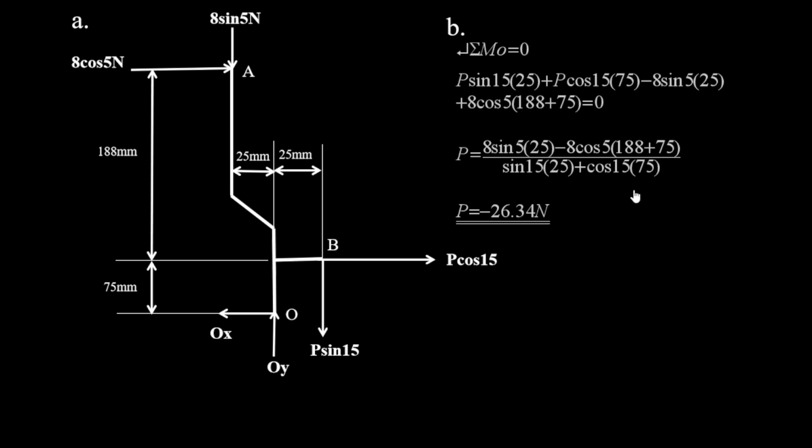You make P the subject, and then P will be equal to negative 26.34 Newton, meaning that P is a compressive force. That's the meaning of that. There's not anything weird. Then we move on to find the stresses in each of the forces. What they are saying is that if we take BC and then we cut it at D, then we are going to get a certain force compressing.